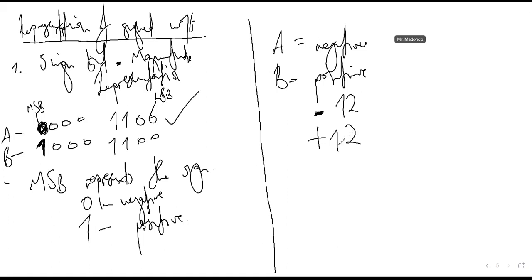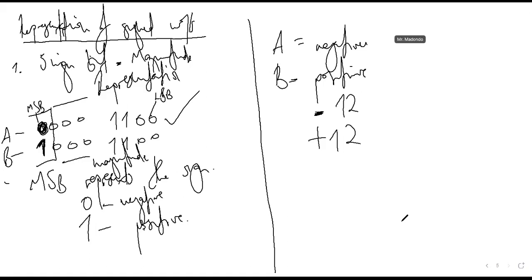The first bit, the MSB, represents the sign. Then the rest represents the magnitude. So the MSB, if we remove this one, is for the sign. Then the rest, we have the magnitude. So the magnitude of these two numbers is 12, and the signs are 0 and 1, negative and positive, respectively. This is representation number 1. Right. We have representation number 2.